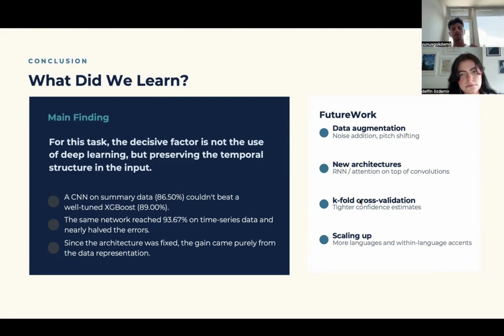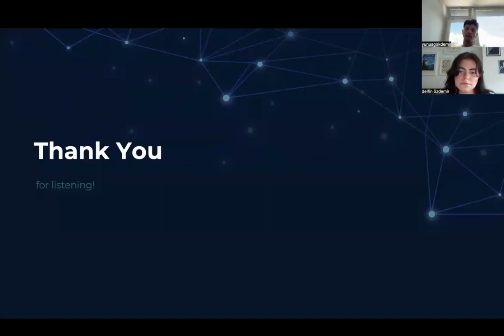For future work, we would like to add audio data augmentation like noise and pitch shifting, try recurrent or attention-based architectures on top of the convolutional front end, use k-fold cross-validation for tighter confidence estimates, and scale up to more languages and accents within a single language.